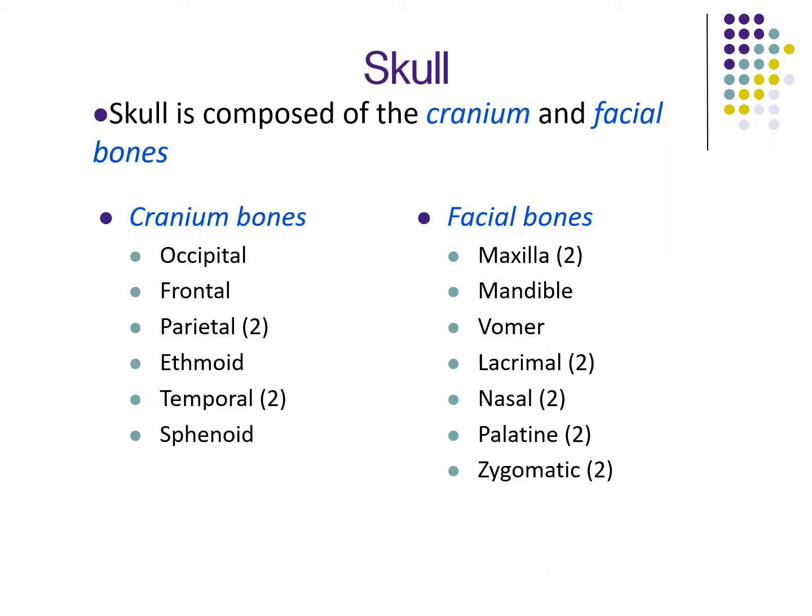The skull is composed of the cranium and facial bones. The cranial bones are the occipital, which is the one in back, frontal, parietal, ethmoid, temporal, and sphenoid. The facial bones are the maxilla, the mandible, vomer, lacrimal, nasal, palatine, and zygomatic.